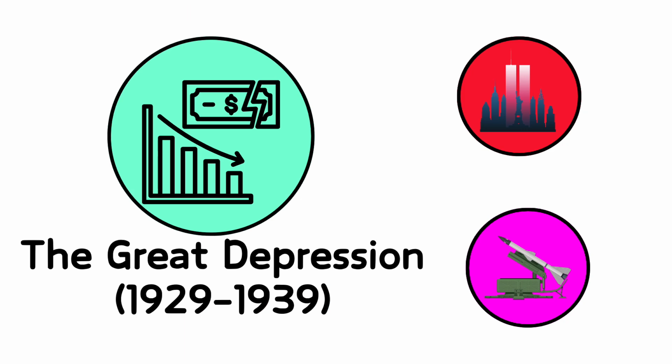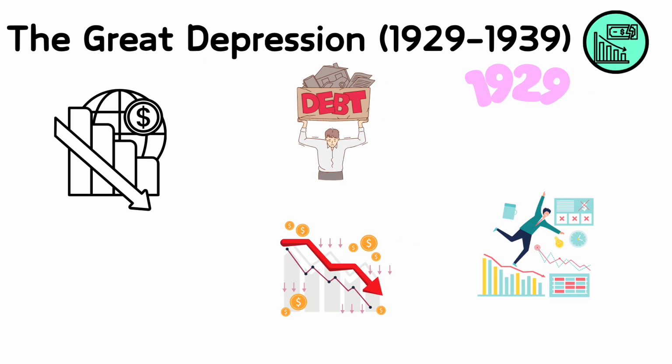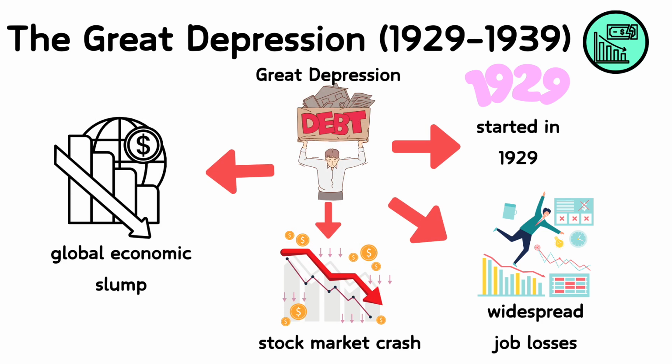The Great Depression, 1929 to 1939. The Great Depression was a time when the economy around the world went into a deep slump. It started in 1929 after the stock market in the United States crashed, causing many people to lose their money and jobs. During this time, many banks failed, businesses closed, and a lot of people were out of work.